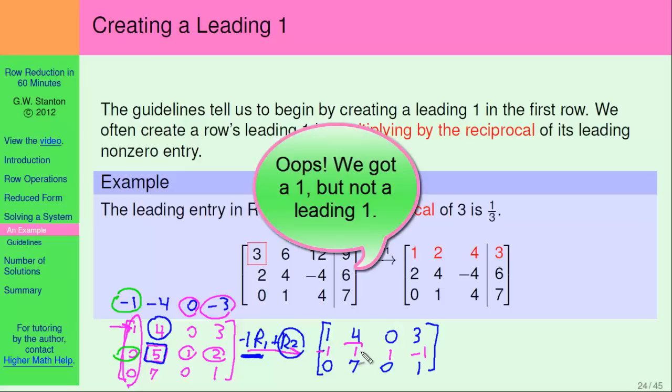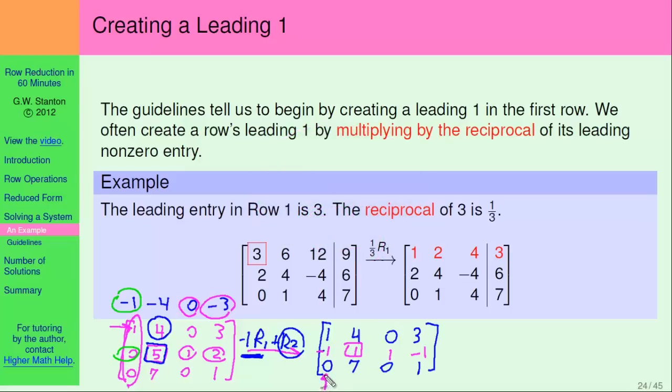Well, we did get our leading 1, but we undid all of our work in clearing out that first column. Now we have a -1 where we want to have a 0. So to avoid this type of situation, we're just going to stick to our guidelines, which tell us exactly what to do, essentially, at each stage of the process.